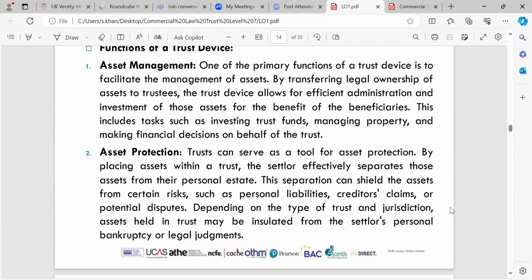Asset protection. So trusts can serve as a tool for asset protection. By placing assets within a trust, the settlor effectively separates those assets from their personal estate. This separation can shield the assets from certain risks such as personal liabilities, creditors' claims, or potential disputes. Depending on the type of trust and jurisdiction, assets held in trust may be isolated from the settlor's personal bankruptcy or legal judgments.